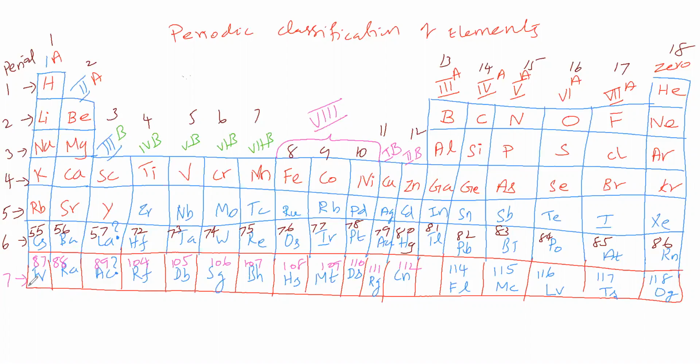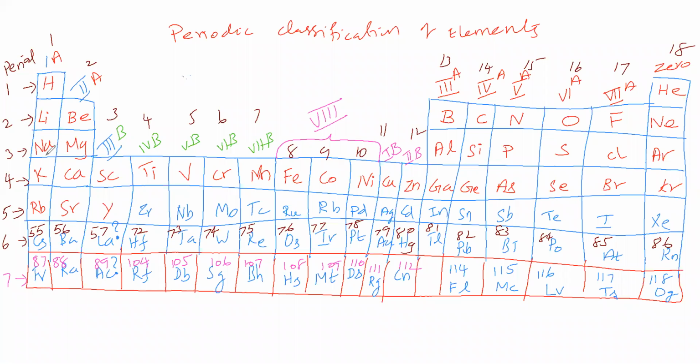Next the seventh period. 87 francium, 88 radium, 89 actinium, next 90 thorium, 91 protactinium, continuously up to 103 lawrencium, next 104 rutherfordium, 105 dubnium, continuously goes on till 118 Og, oganesson. So the seventh period contains 32 elements.